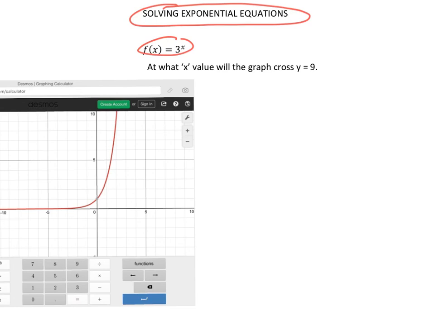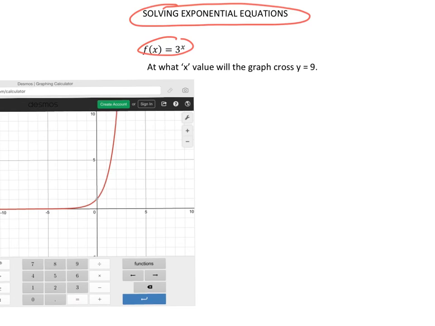So how are we going to get 2 from the algebra as if we didn't have the graph? So how do we solve for this? Well, there's a couple of ways. You can guess 3 to the power of what will give you 9, or we can break it down into several steps. In other words, we can actually use the skill called changing bases.